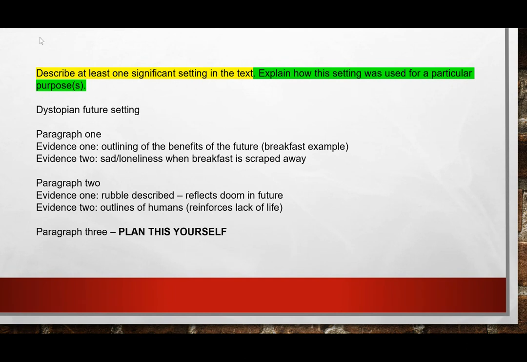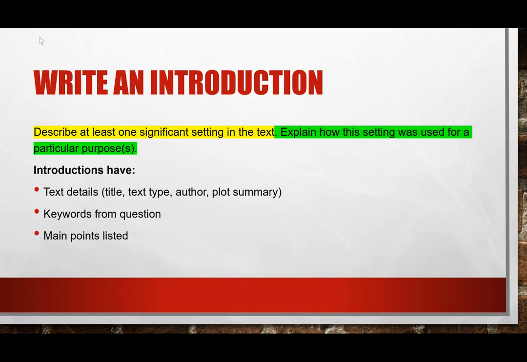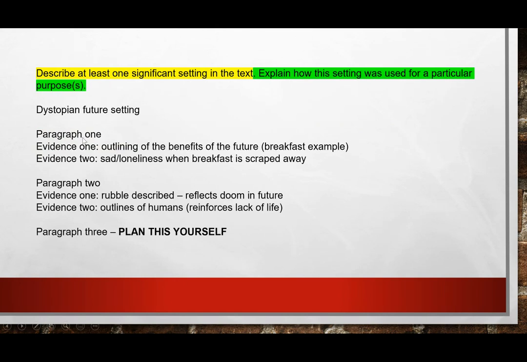Now, I'm assuming you've gone through and you've done that 5-minute, 10-minute task. If you've done that, you should now know about space, place, examples in the text, and you can plan your paragraph. You just need to write an introduction. So all you need for the introduction is the text details, which you should have in the text itself or in any of your notes if you need them. The keywords from the question, and the keywords are significant setting and particular purpose or purposes. And your main points. Your main points are these ones: this one here is your main point 1, main point 2, main point 3, you've got yourself.